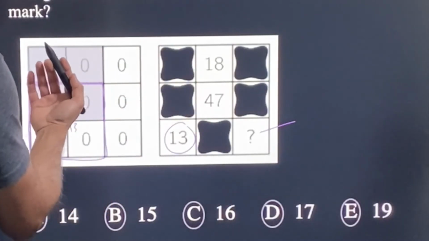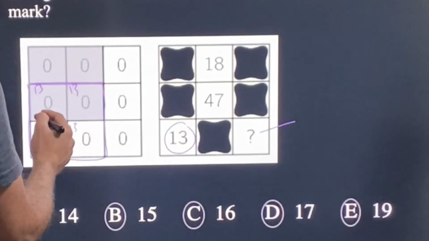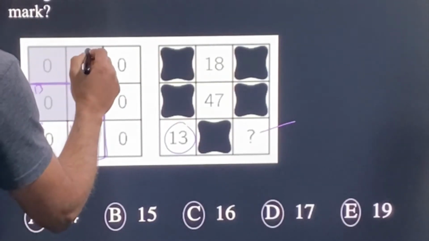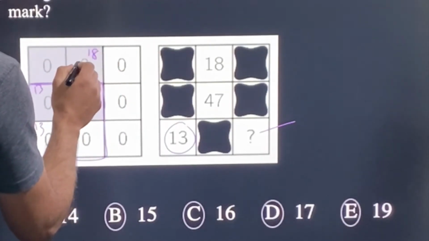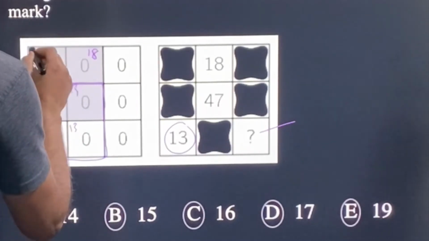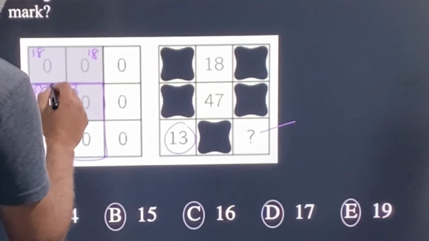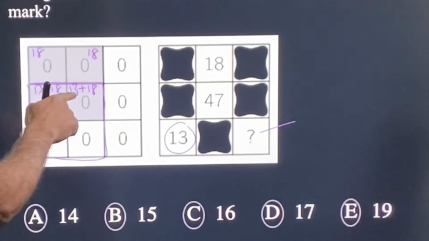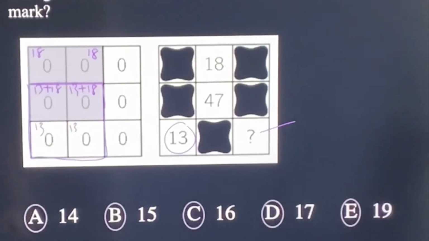Then I increase every cell in the 2 by 2 by 1, right? So for this to be 18, from 0 to 18, everything needs to increase by 18, right? So 13 plus 18, 13 plus 18, because there was already 13 there, right? So I have to increase by 18 more.